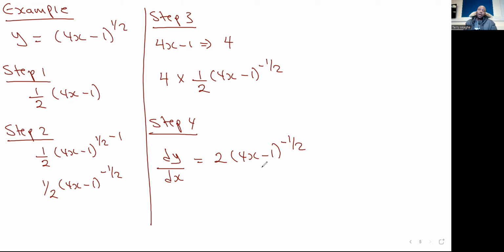So you bring down the power, you subtract 1, what you have in the bracket, you differentiate it and multiply it by the result you get from what? Step 2. All right, so I want you to try this, okay?